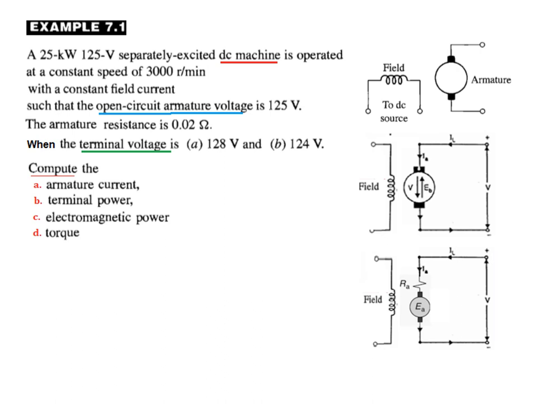So let's go to example 7.1 that has been solved in the book. We will try to understand the characteristics of the DC machine. It is given as 25 kilowatt, 125 volt. First of all, we don't know whether it is a generator or a motor. It is just called a DC machine, and this is the rated power, and its speed is 3000 revolutions per minute. The open circuit armature voltage is 125 volt, and this is the armature voltage EA here. For the terminal voltage we have to use 128 volt at one time and 124 volt at the other time to determine the armature current, terminal power, electromagnetic power and torque.